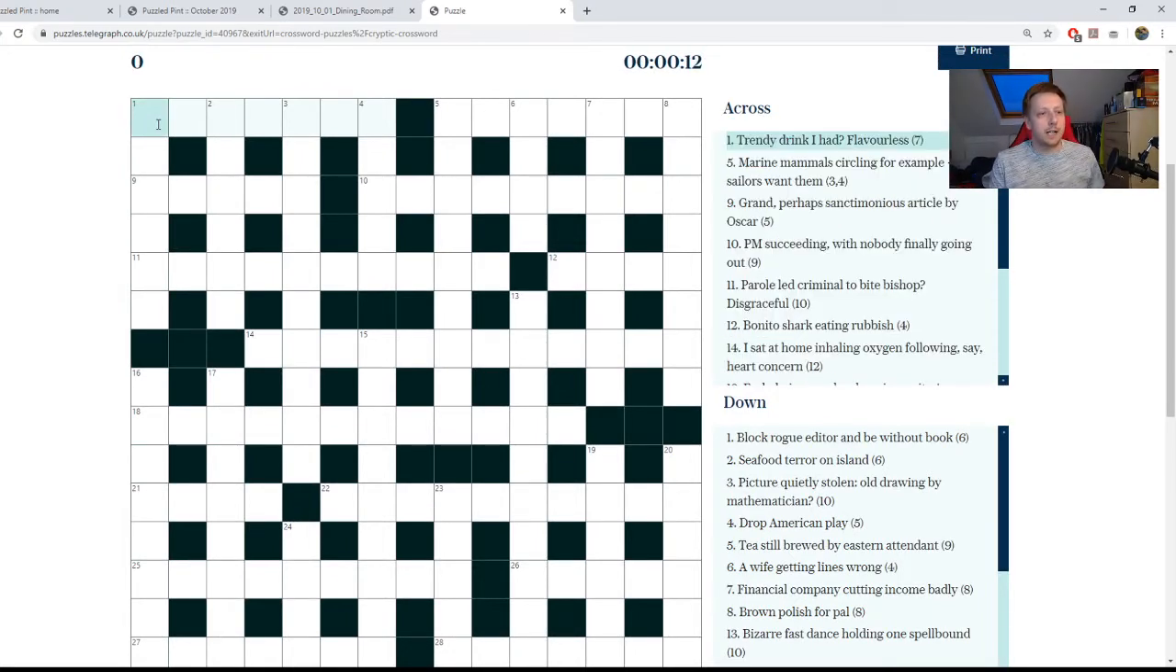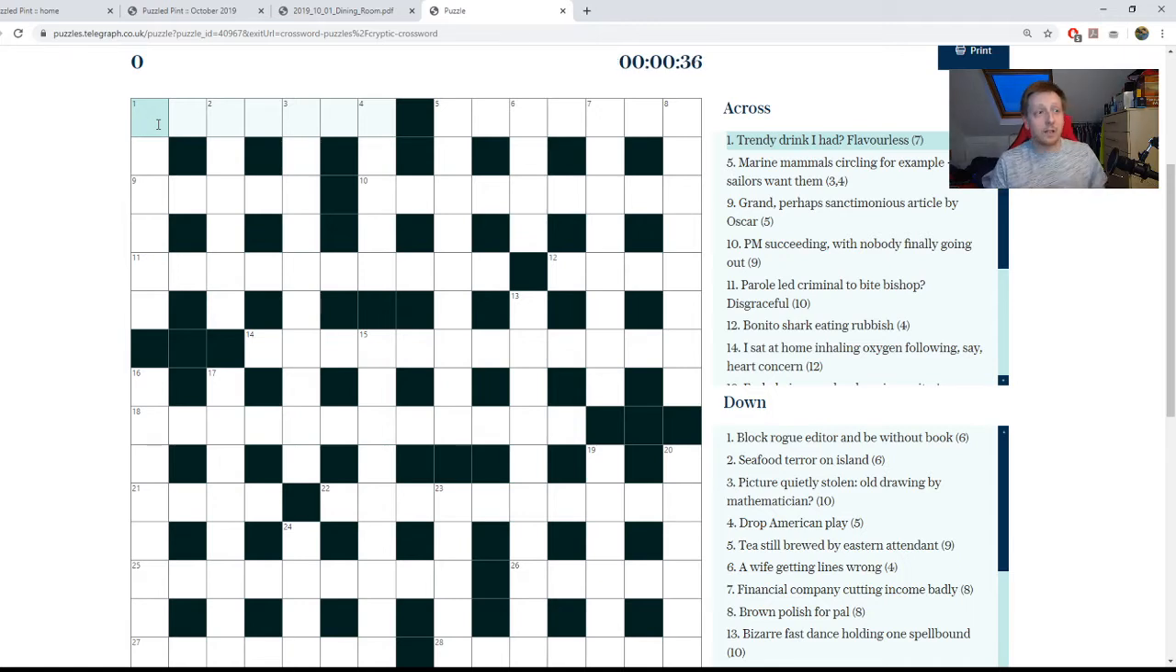Trendy drink I had, flavourless. Hello, Foxy Rhino. Yes. Don't shout out your answers in the chat. Please just let it go for a few seconds. If I'm stuck, I'll call out for hints. But you can start saying what you think it is once I start explaining it, and then you can tell me, yes, I got that, or no, I didn't.